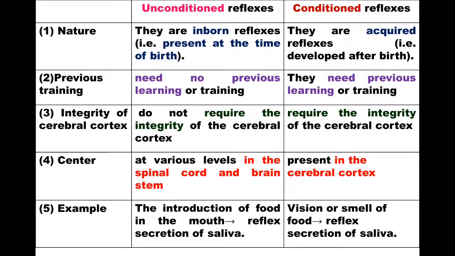Example for each of these reflexes. For the unconditioned reflex, introduction of food in the mouth leads to reflex secretion of saliva, while for the conditioned reflexes, just vision, smelling or hearing of the food leads to reflex secretion of saliva.